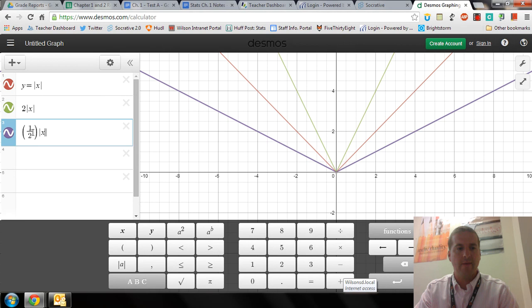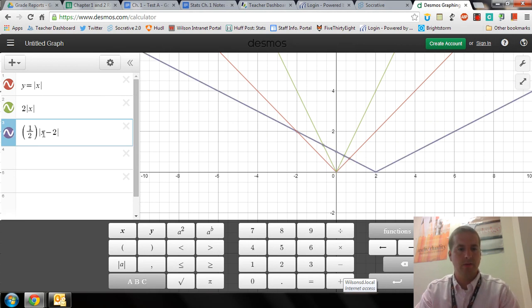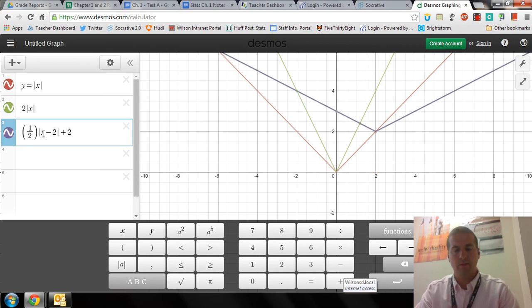So let's say we have 1/2 times the absolute value of x minus 2. Notice how it moves over to the right in a positive direction there on the x-axis, and then let's say plus 2. And notice how it moves up. So that's us manipulating an equation here with an absolute value in it.